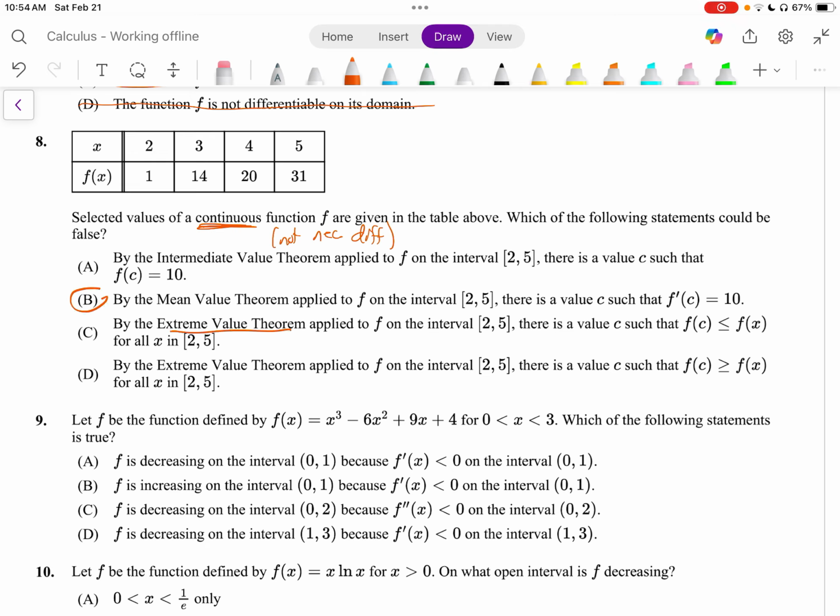The extreme value theorem just needs continuous. We don't need to look into any of the details there because the only one that can't be used, or we know the mean value theorem can't be used, is because it never said it was differentiable.